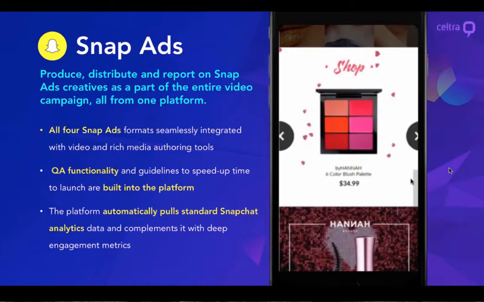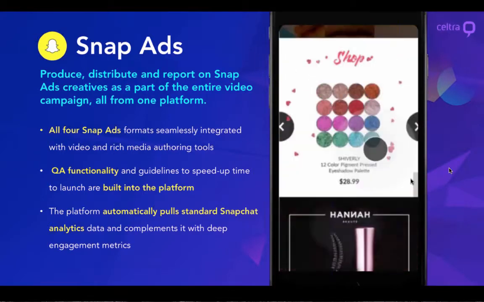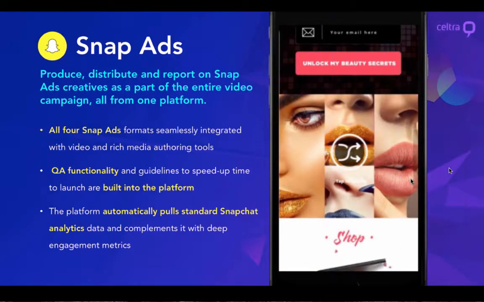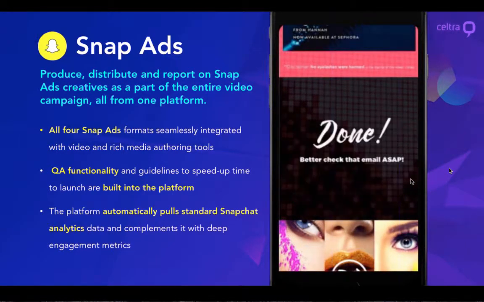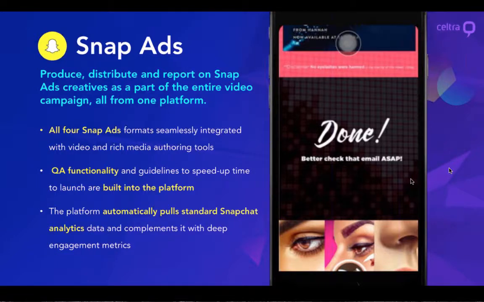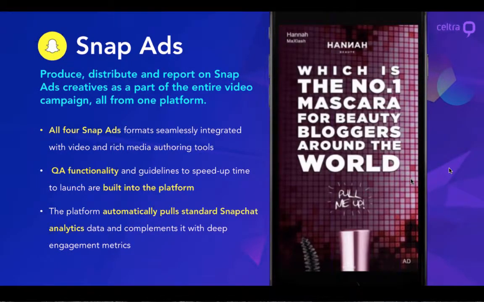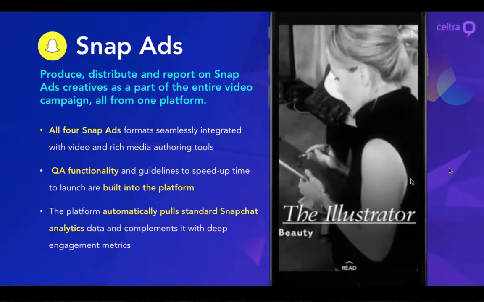The integration itself is basically a single click connection linking your Celtra account with Snapchat. So it's nothing big. You need to do it once and then you're all set. And after that, you can quickly produce, distribute, and report on Snapchat creatives just regularly as a part of your entire video campaign, such as we mentioned before, the other video products. This is just an extension of that.